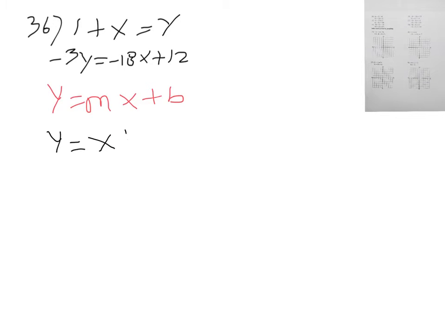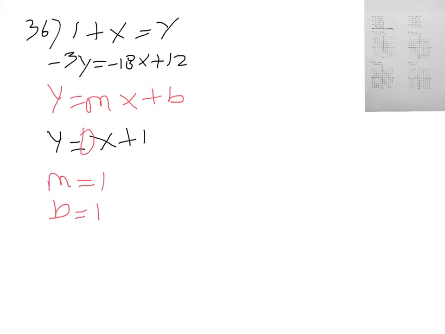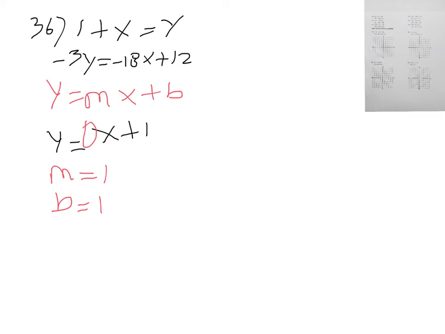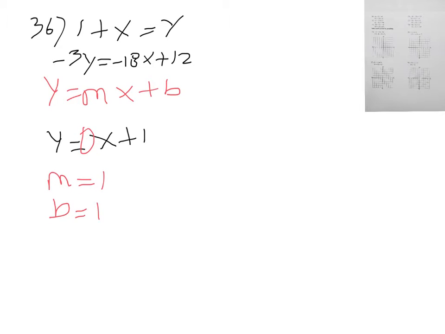So x plus 1. From here, your slope is whatever number is with the x. There's nothing there, so you have a 1. And the y-intercept is whatever is after that, which is 1. So let's graph that.